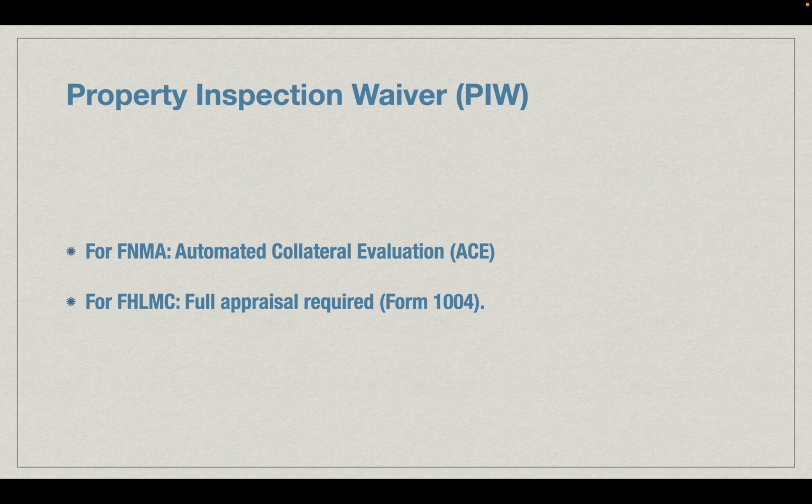Sometimes, you might not need a full appraisal. For example, if you're dealing with Fannie Mae, FNMA, they have something called Automated Collateral Evaluation, ACE, which can waive the need for a property inspection. But if you're working with Freddie Mac, FHLMC, they usually require a full appraisal using Form 1004.